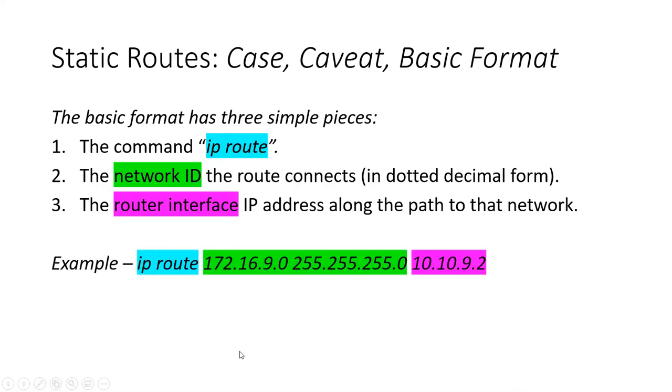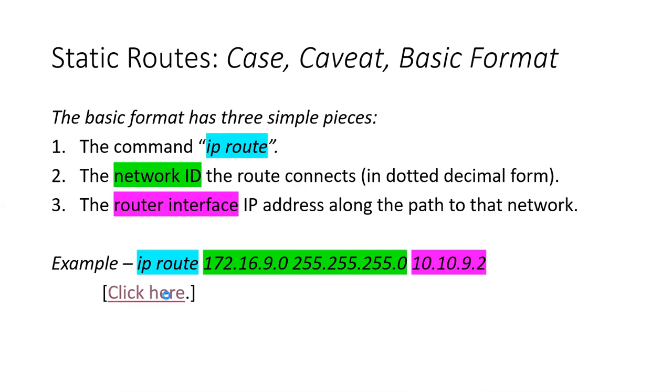So the entire command together would look like this: IP route, and here's the network ID all together. There's a space in between, so it looks kind of strung together. And then here's the interface of the router that connects to this network. So you're going to establish a route to this network, and here's the interface on the router that connects to this network.